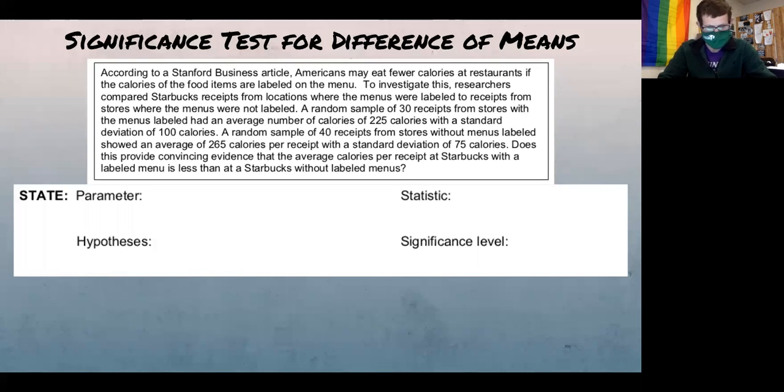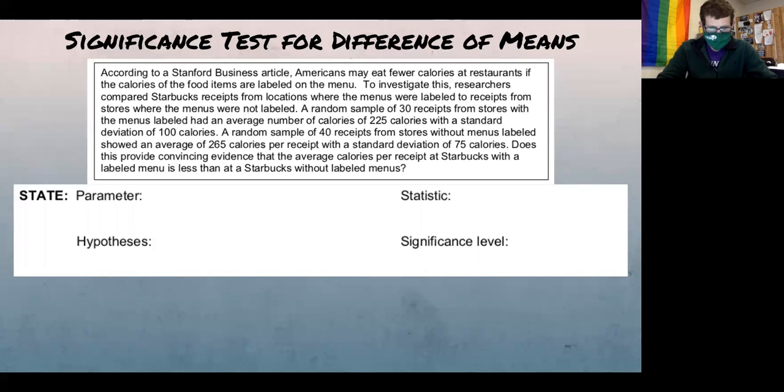According to a Stanford Business article, Americans may eat fewer calories at restaurants if the calories of the food items are labeled on the menu. To investigate this, researchers compared Starbucks receipts from locations where the menus were labeled to receipts from stores where the menus were not labeled. A random sample of 30 receipts from stores with the menus labeled had an average number of calories of 225 with a standard deviation of 100. A random sample of 40 receipts from stores without menus labeled showed an average of 265 calories per receipt with a standard deviation of 75. Does this provide convincing evidence that the average calories per receipt at Starbucks with a labeled menu is less than at a Starbucks without labeled menus?